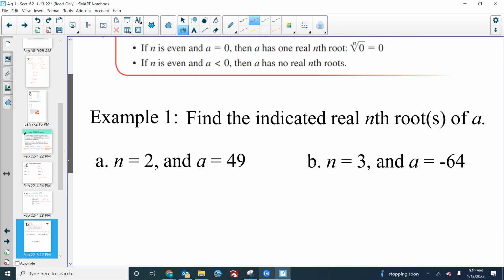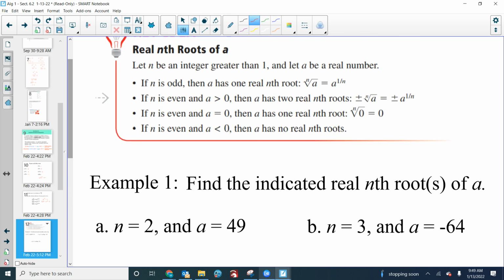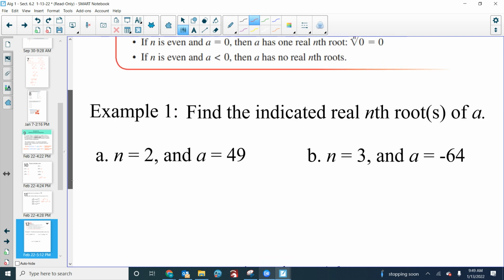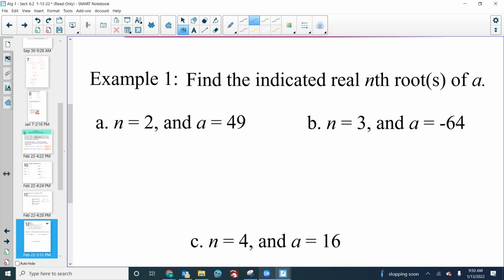All right. This, I'm going to be honest, this up here is going to just be too confusing right now. All right, Example 1. Find the indicated real nth roots of A. Nth what? Root. Well, guess what? If n is 2, they're asking us for a square root. If n is 3, they're asking us for a cube root. 4th root, 5th root, right?